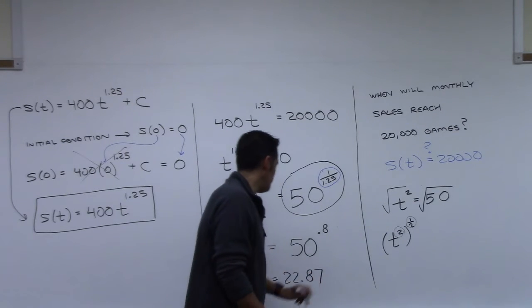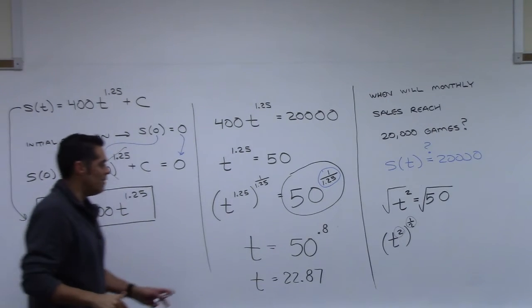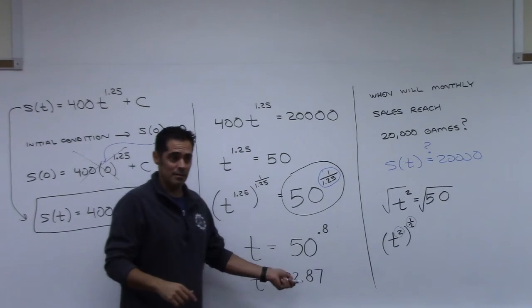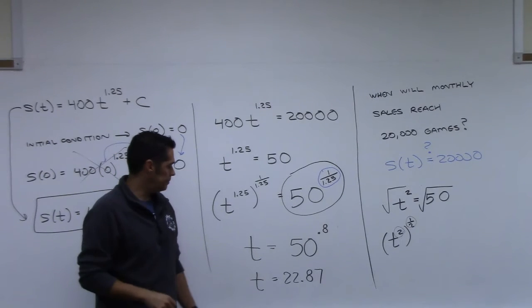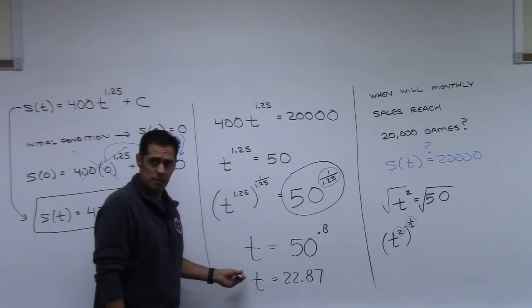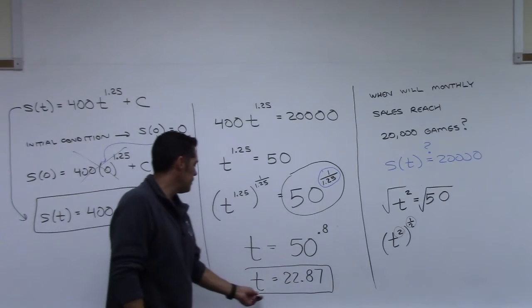2.8786, whatever, close enough. Now, if you have your calculator and you're having trouble getting this, let me know and I can try and help you figure out what keys to press. You're good? Okay. Everyone else good? So this is what t needs to be.